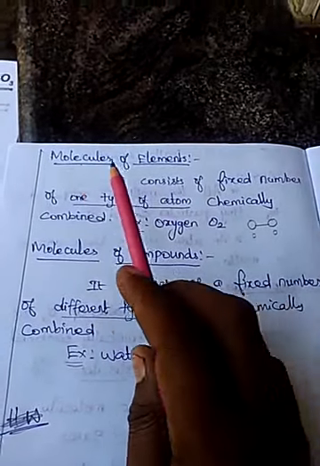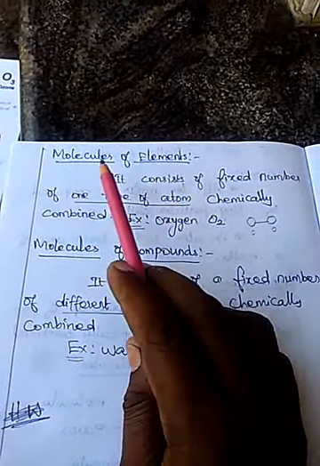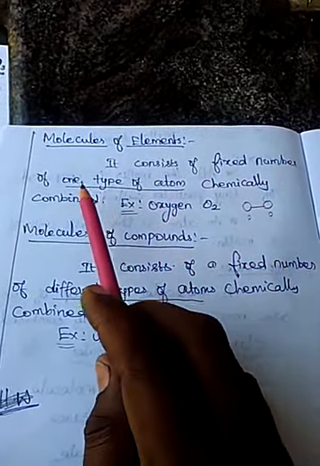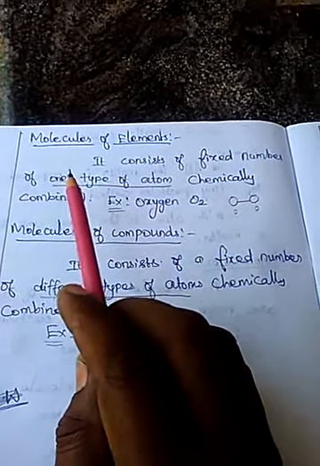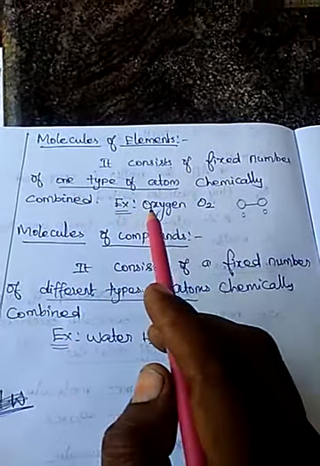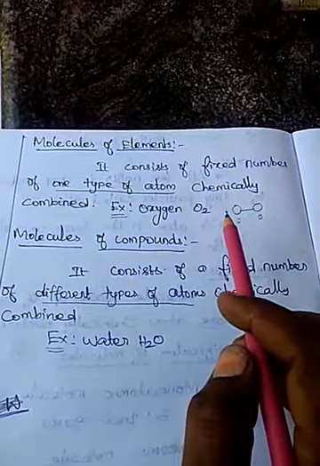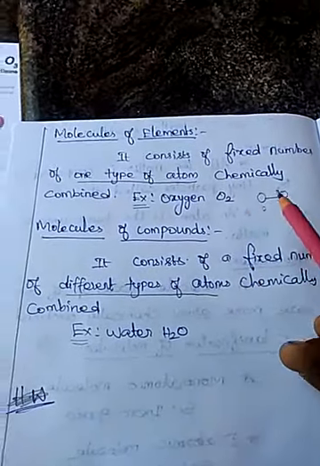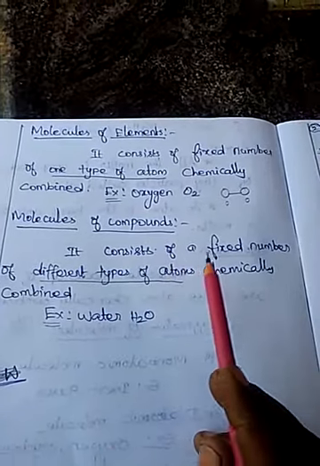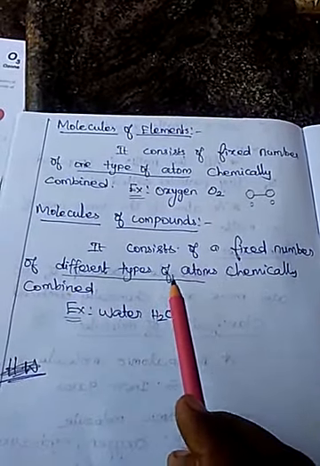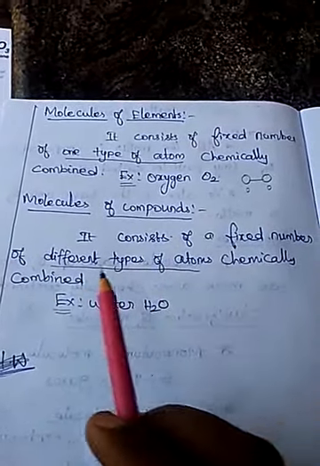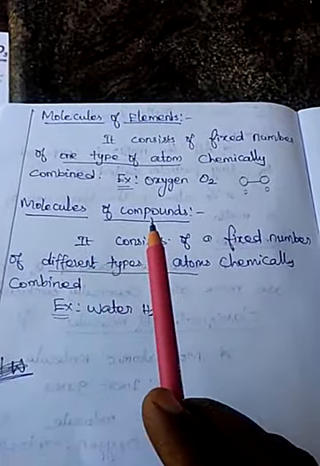Students, here we see molecules of elements. A molecule of an element consists of a fixed number of one type of atom chemically combined. Example, oxygen, O2. Here we see one type of atom. Then here we see molecules of compounds. It consists of a fixed number of different types of atoms chemically combined. That is the molecule of a compound.